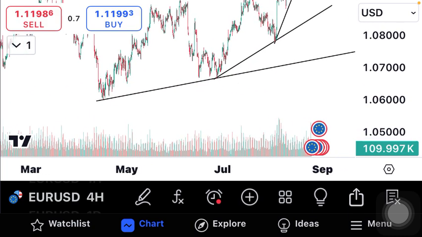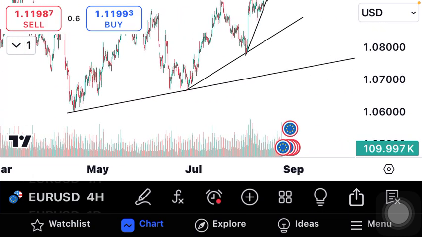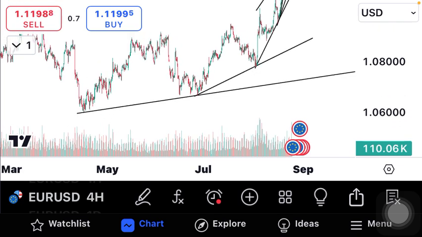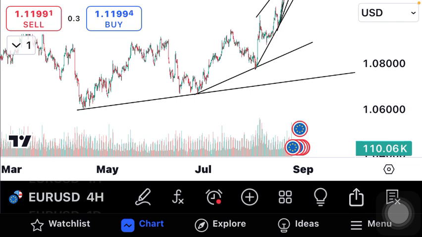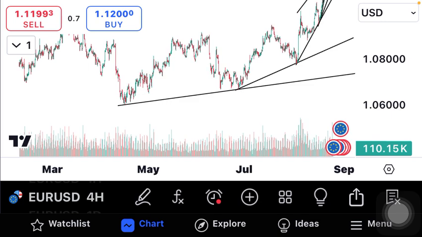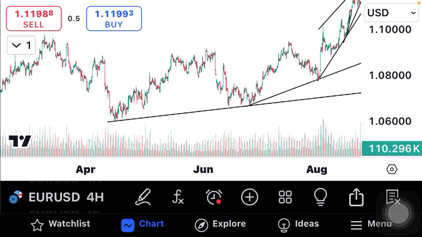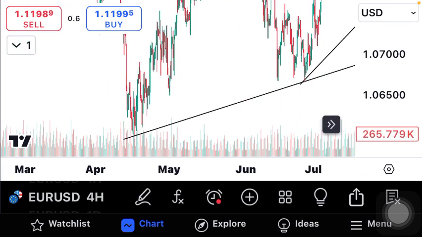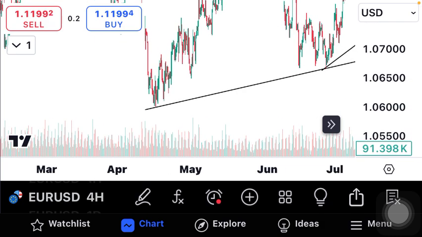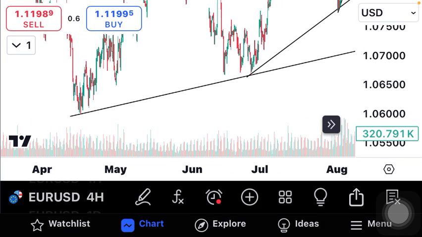You can see all of this support here, they are just having a double touch for now. This is how I trade my trend line. This is how I draw my trend line. I'm on the 4 hour right now. You can see double touch. Let me zoom in. The one touch, the second touch here.